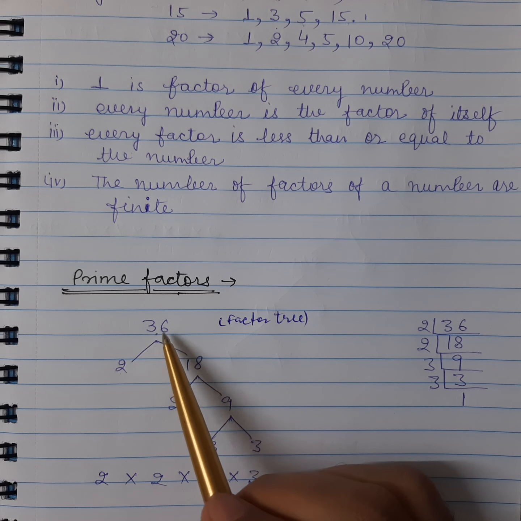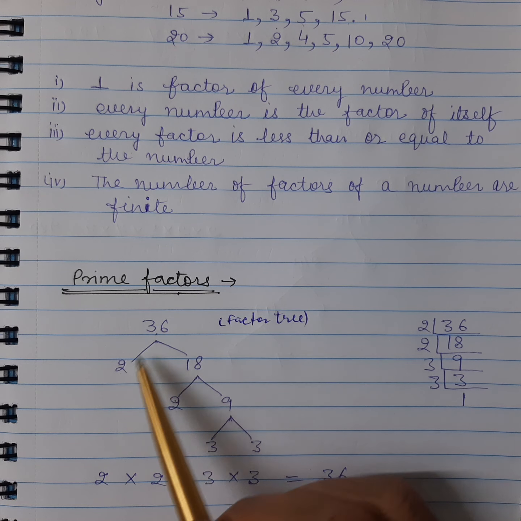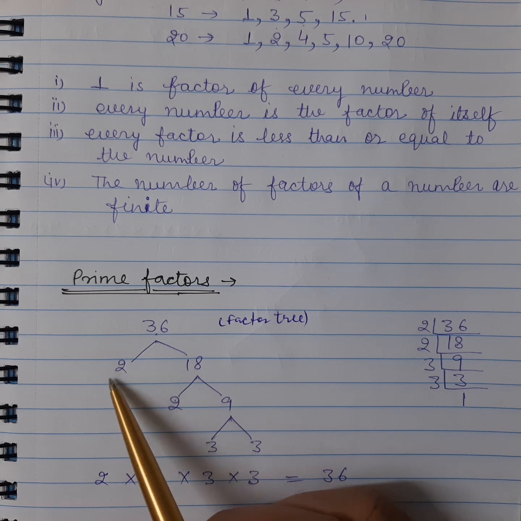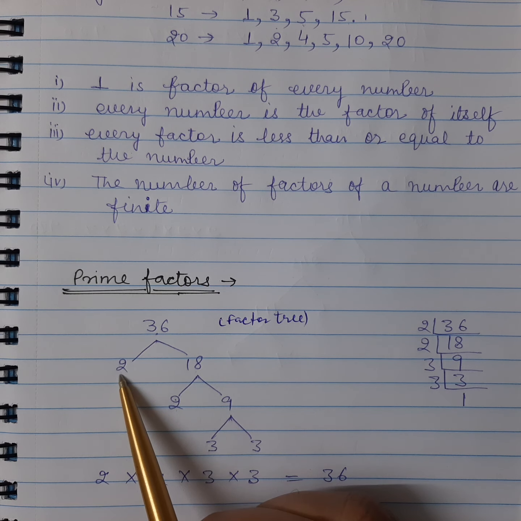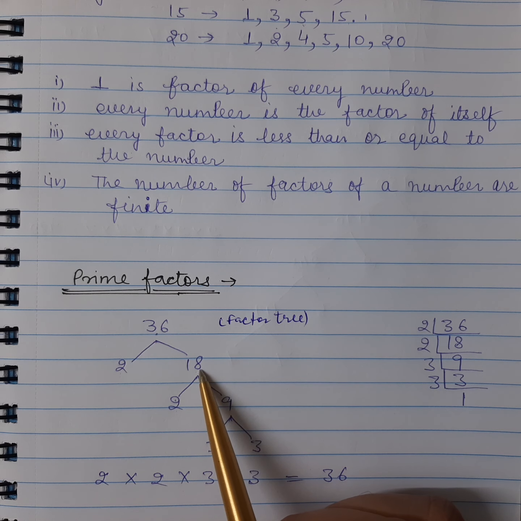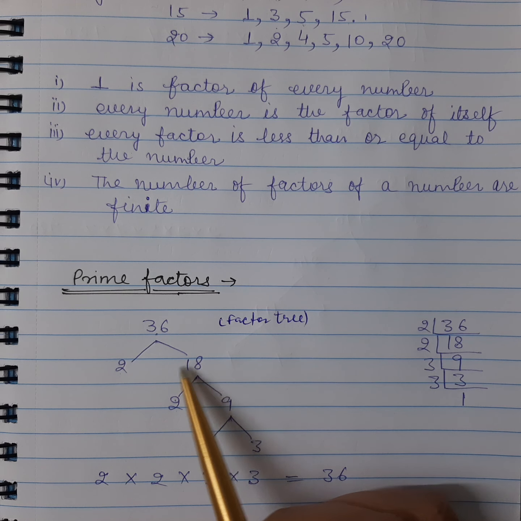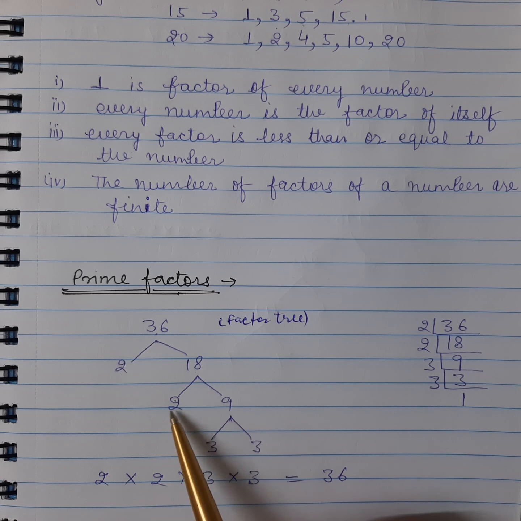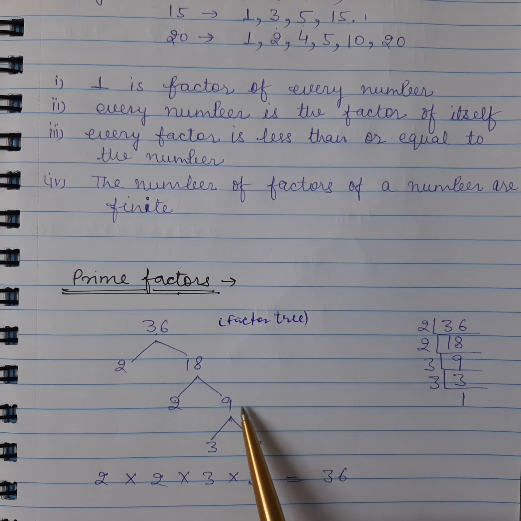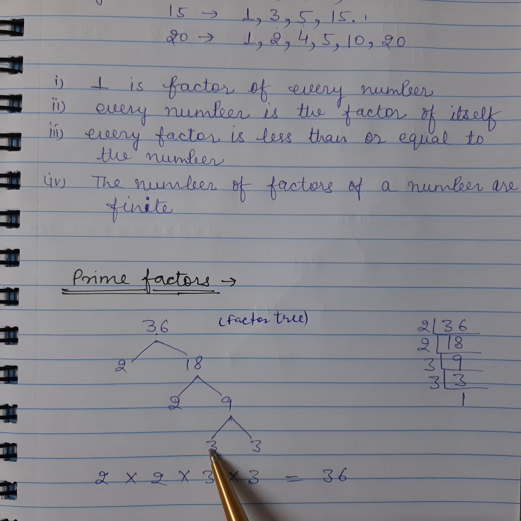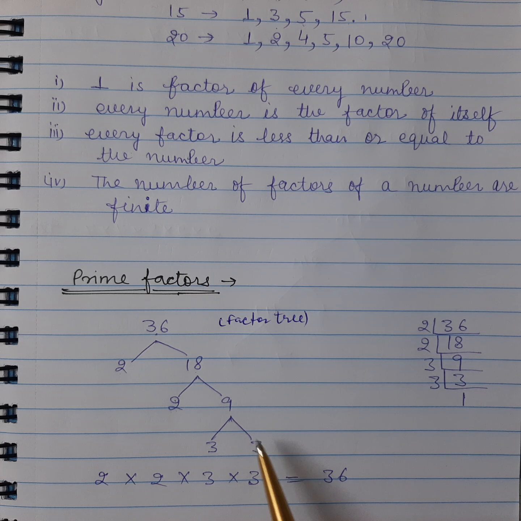So we can write 36. We know 2 is a prime number, so we can write 36 as 2 multiplied by 18. So 2 is a factor and 18 is the other factor. Let's further divide 18 by 2. So 2 is again a factor which is a prime number, and 9. The 9 has 3 as a factor which is a prime number. So 3 multiplied by 3 will be 9.